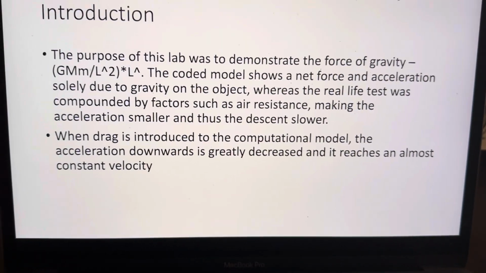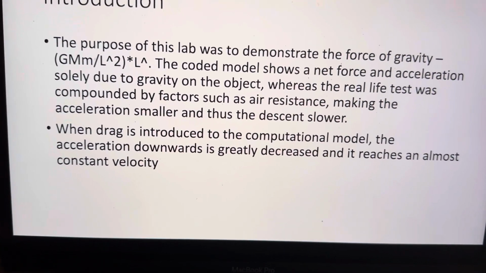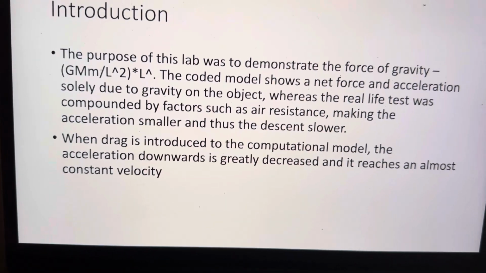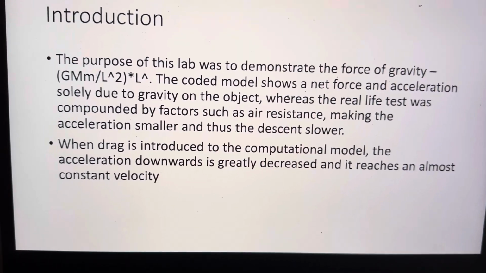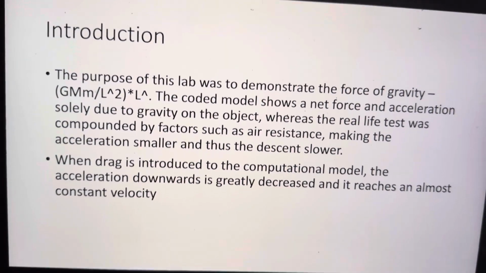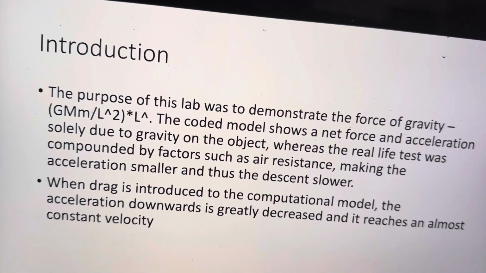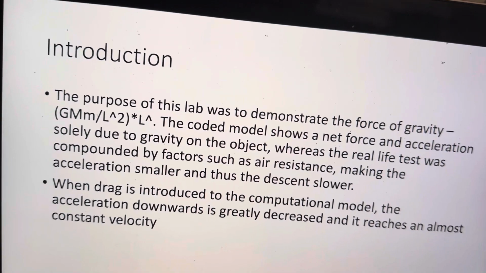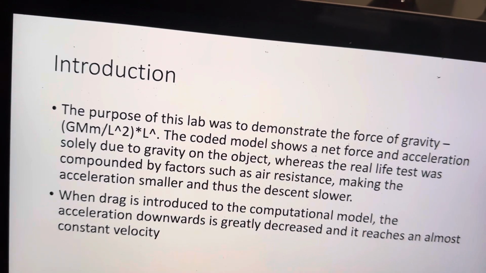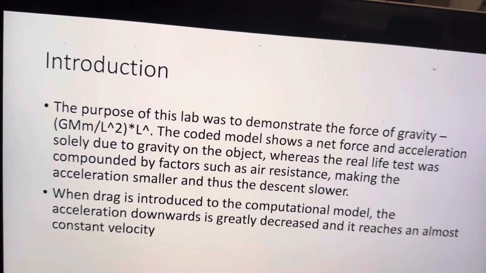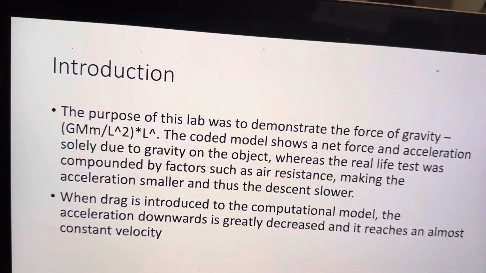The purpose of this lab was to demonstrate the force of gravity, which is the gravitational constant times the mass of the larger object times the mass of the smaller object divided by the distance between them squared times the unit vector. The coded model shows a net force and acceleration solely due to gravity on the object, whereas the real-life test was compounded by factors such as air resistance and other outside errors, making the acceleration smaller and thus the descent slower. When drag is introduced to the computational model, the acceleration downwards is greatly decreased and almost reaches a constant velocity.